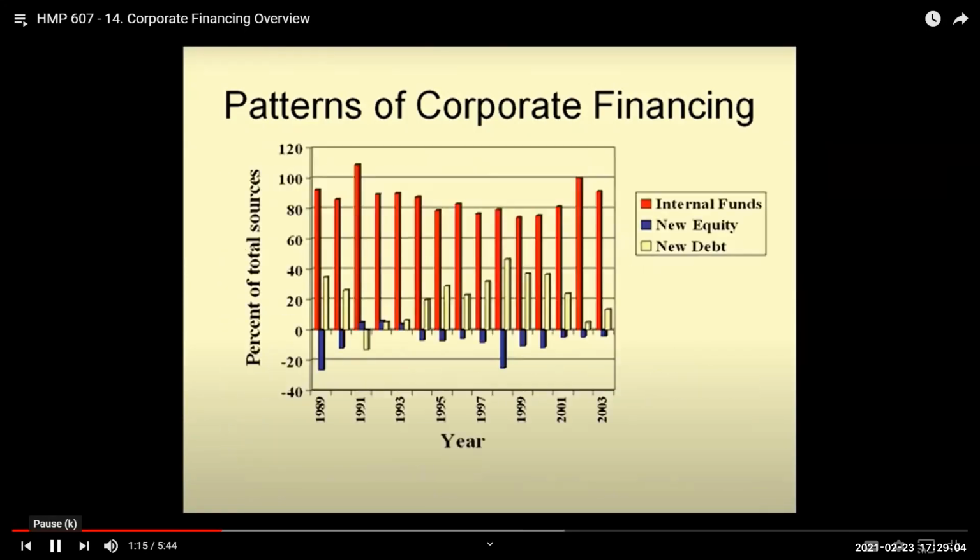Over the past 15 years or so, most corporate financing has been from internal sources, that is, from retained earnings. There's also been a fair amount of new debt, especially in the late 90s, when the stock market was so positive. But look at new equity. In most years, there's actually been negative new equity, which means that corporate repurchases of their own stock have exceeded new corporate stock sales. We'll discuss corporate stock purchases and sales in subsequent sessions.